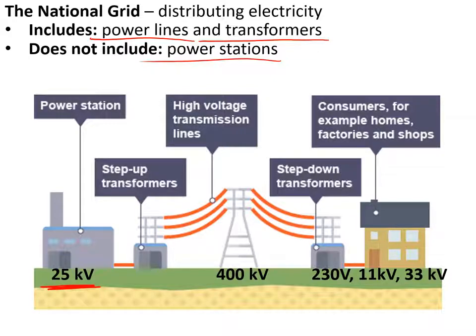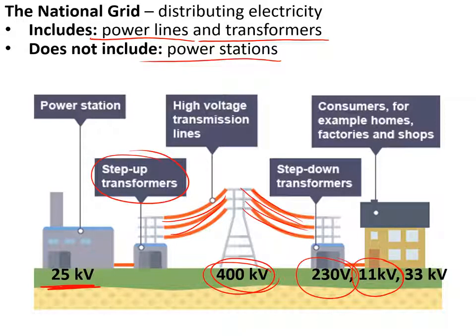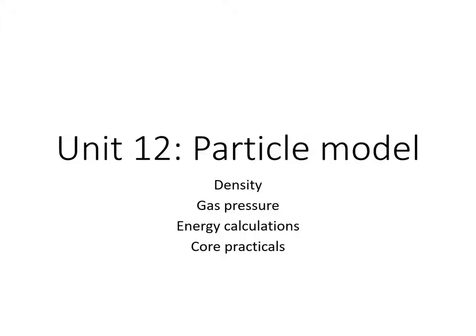It is stepped up by step-up transformers to 400 kilovolts in those high voltage transmission lines you see dotted in the countryside. It is then stepped back down to 230 volts for use in homes, to 11 kilovolts for use in light industry, and to 33 kilovolts for use in heavy industry.